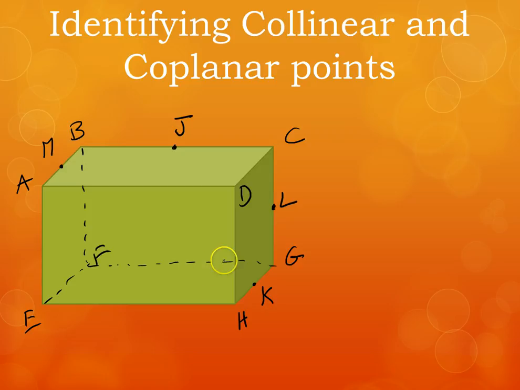Now, if I want to talk about points H, K, G, D, J, those will not all be coplanar. Whereas H, K, G, and D are coplanar points. But if I include point J in with that group, all 5 of them are not coplanar, because J is on the top surface or the back surface, whereas D, G, K, and H are all on the right surface. So it's not going to work out as coplanar points.